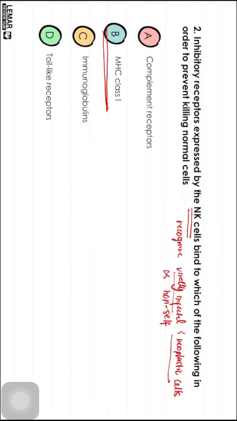Okay? So for number 2, the inhibitory receptor expressed by the NK cells binds to which of the following in order to prevent killing normal cells? The answer is letter B. Okay, letter B.